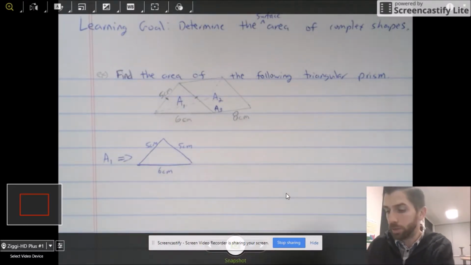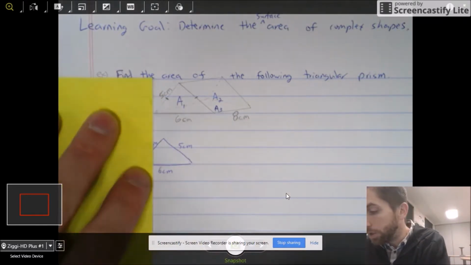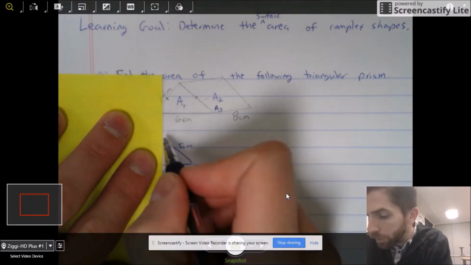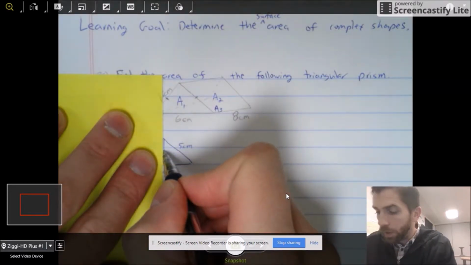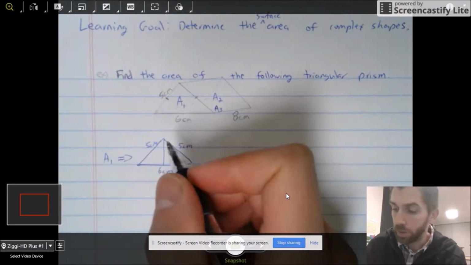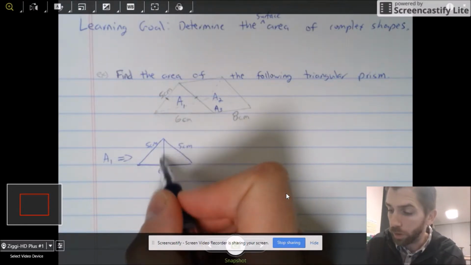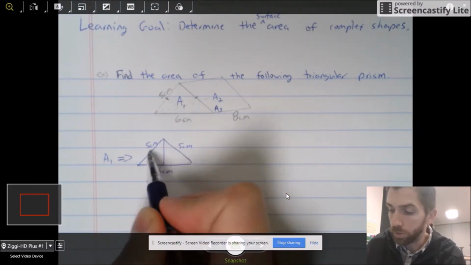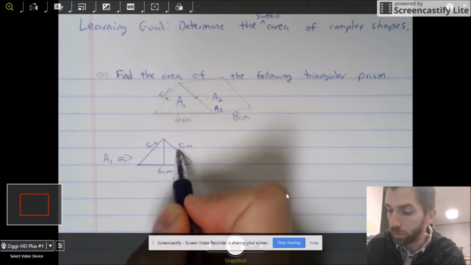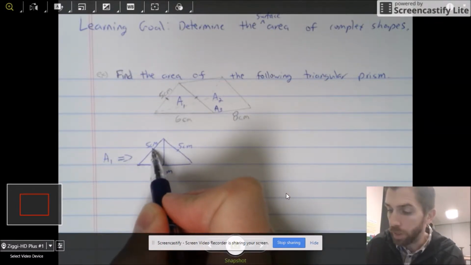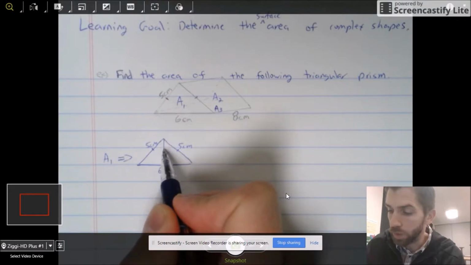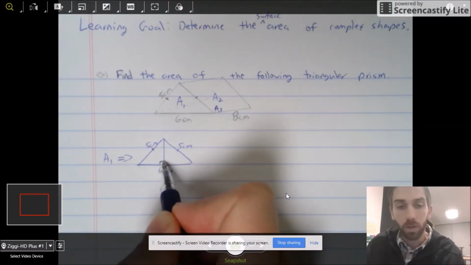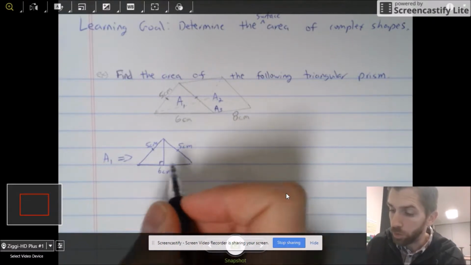I'm going to bisect the base. So I'm going to take my straight edge, which in this case is just a piece of paper, and draw a line straight down. When I bisect my base in an isosceles triangle at the vertex, where the equal sides meet, the 5 centimeters and 5 centimeters, and I draw a line straight down, this will bisect my base. So now I have two smaller triangles.